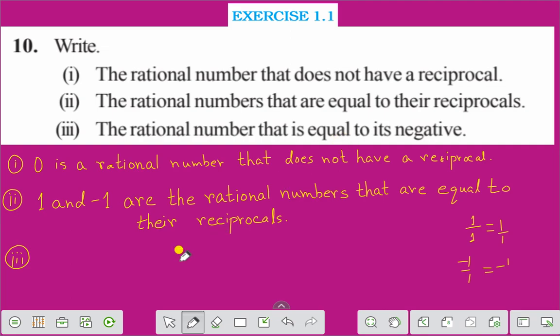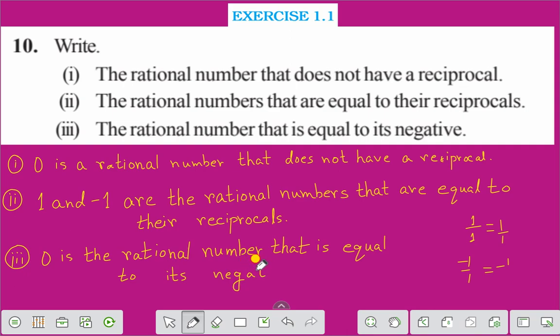Number 3 is the rational number that is equal to its negative. That is, 0 is the rational number that is equal to its negative. Right?